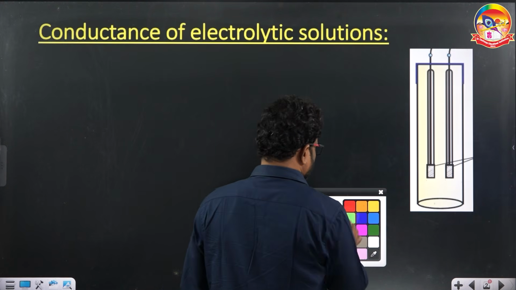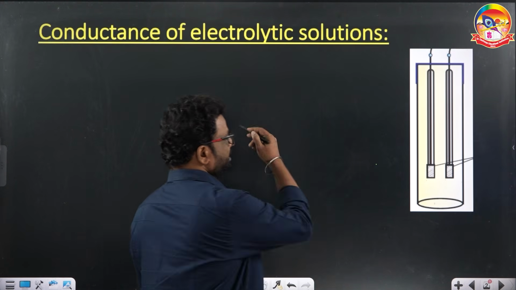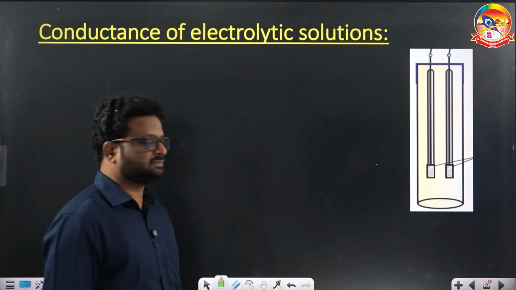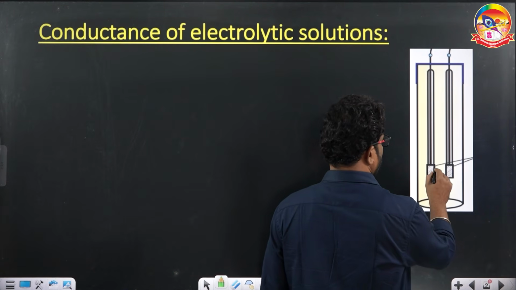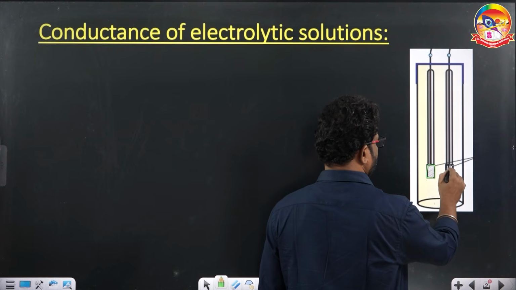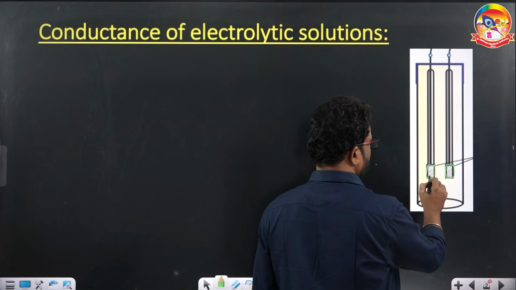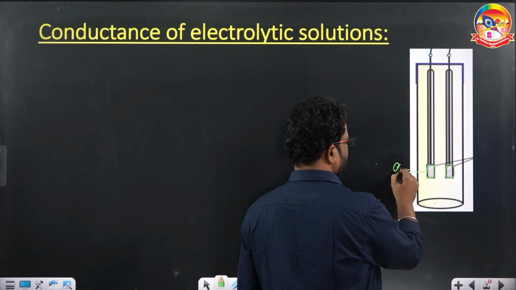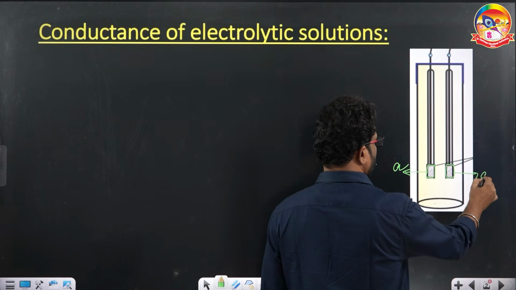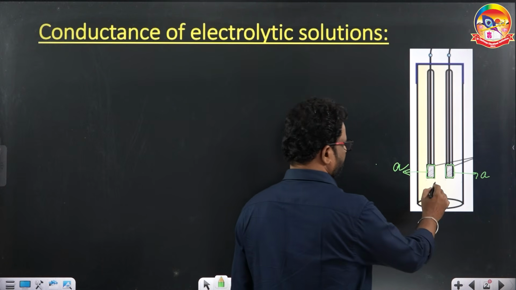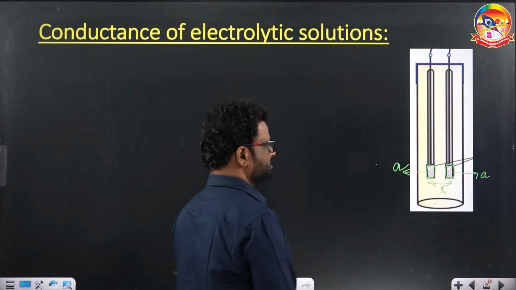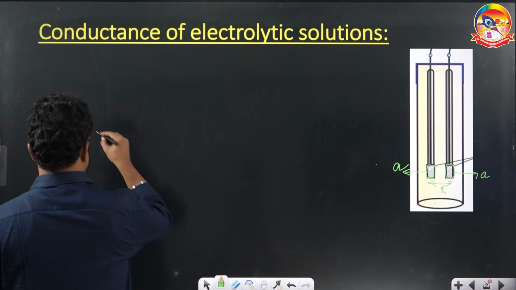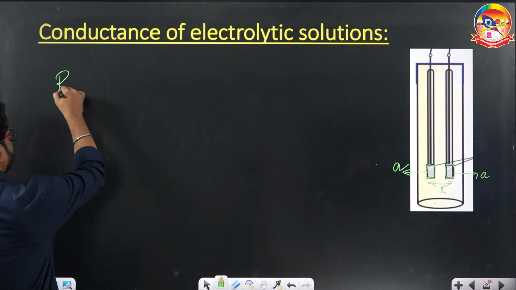In a conductivity cell or in electrolytic conductance, we have some important terms. Let us see each of them once. See, if this is the conductivity cell, these are the electrode plates. They have some area A, area of each of the electrode plate is A, and if L is the distance between these two electrodes, then resistance is offered by this.